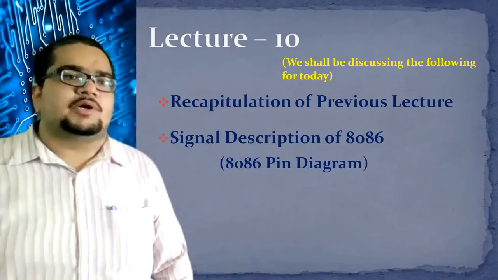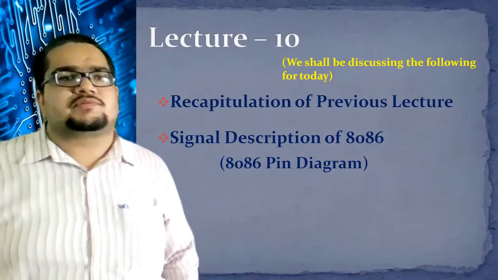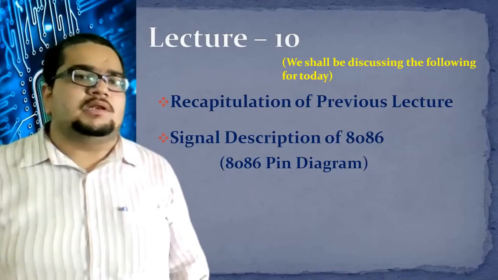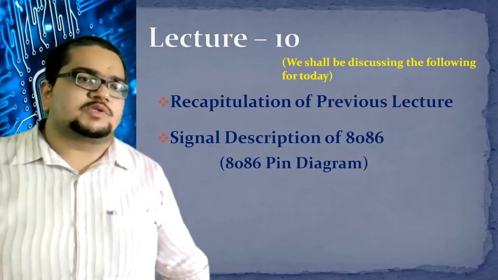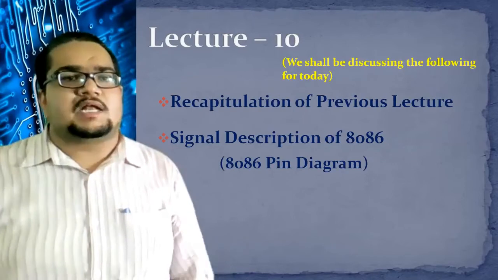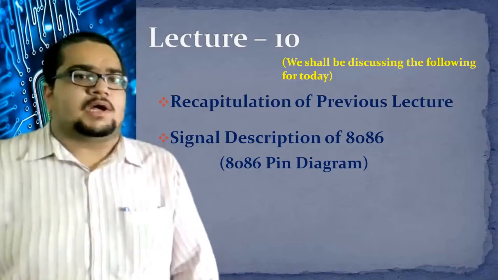Today we will have a very brief recap of what we have studied in our previous class. That was about the programming model, and also the physical memory organization. Obviously the programming model we checked earlier. Physical memory organization of 8086 is what we have seen in the earlier class.